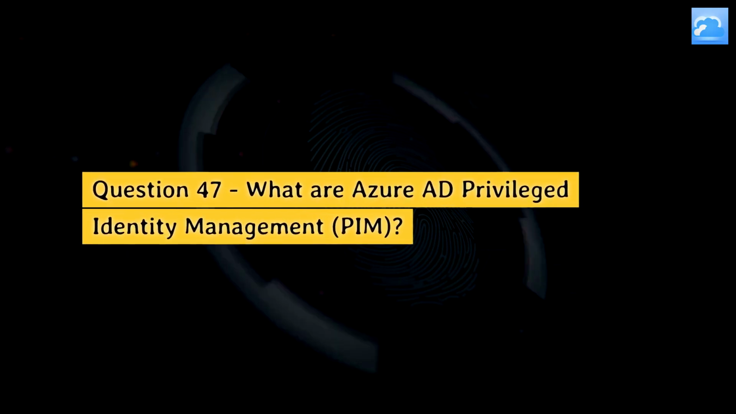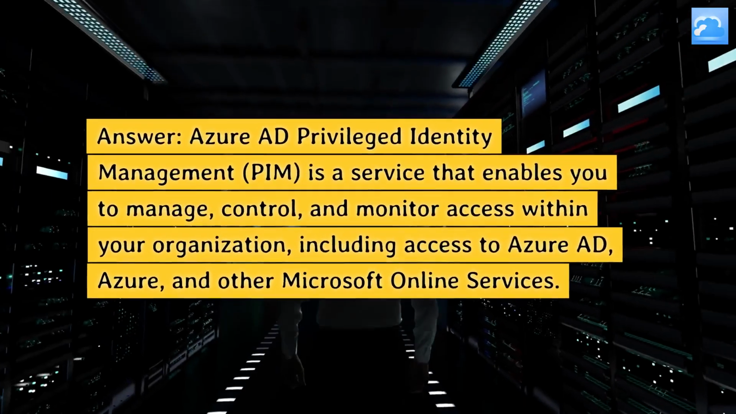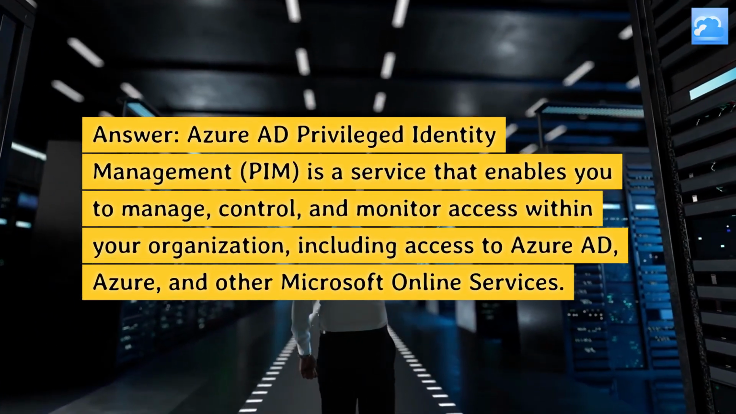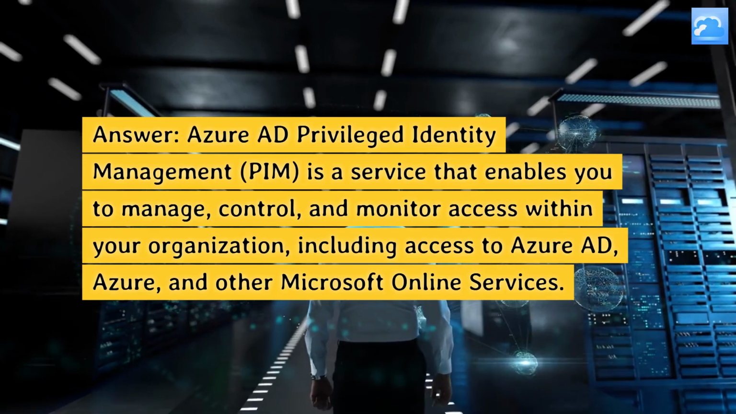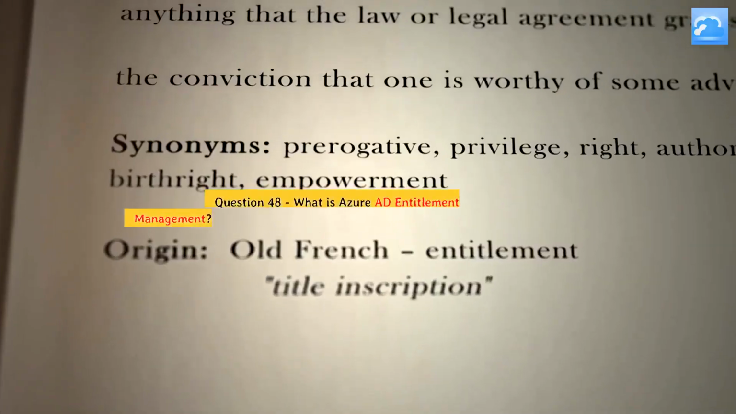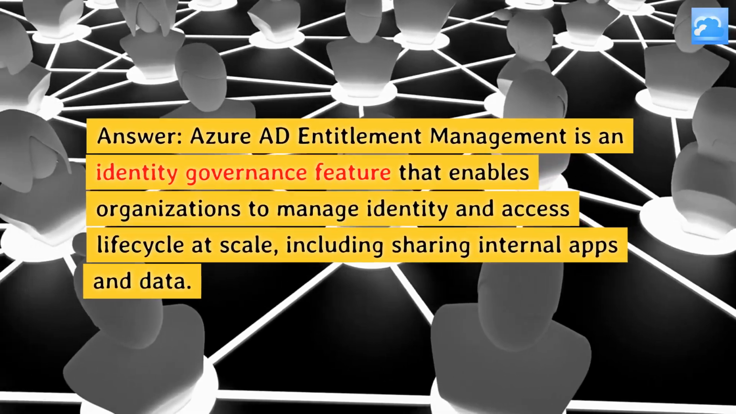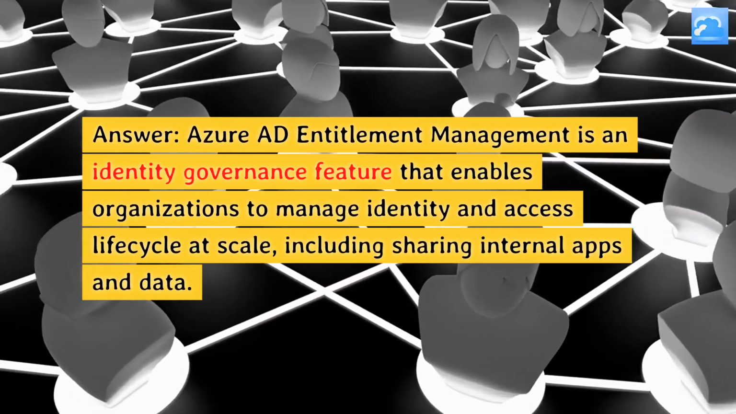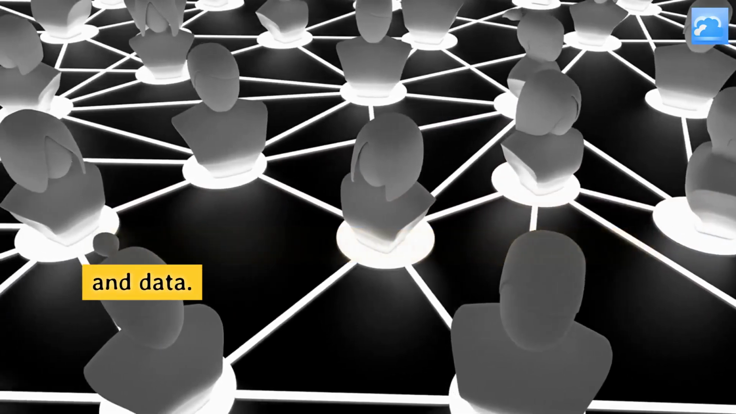Question 47. What is Azure AD Privileged Identity Management, PIM? Answer: Azure AD Privileged Identity Management, PIM, is a service that enables you to manage, control, and monitor access within your organization, including access to Azure AD, Azure, and other Microsoft online services. Question 48. What is Azure AD Entitlement Management? Answer: Azure AD Entitlement Management is an identity governance feature that enables organizations to manage identity and access lifecycle at scale, including sharing internal apps and data.